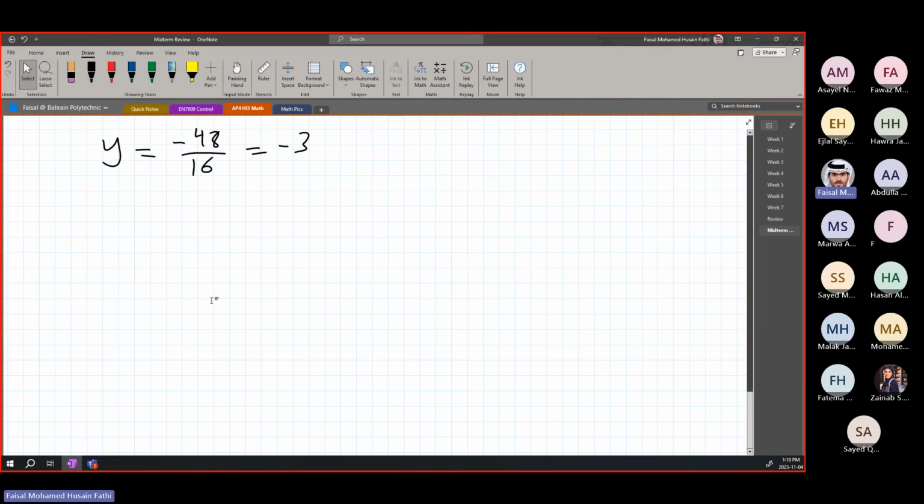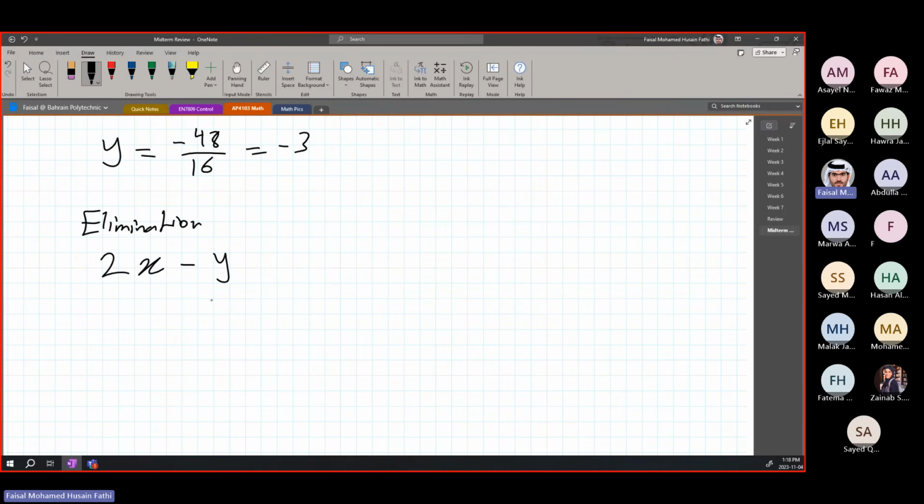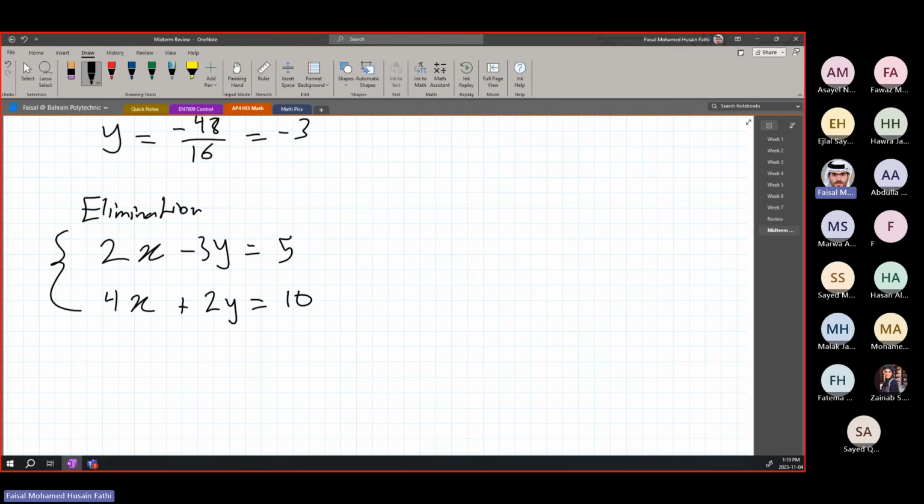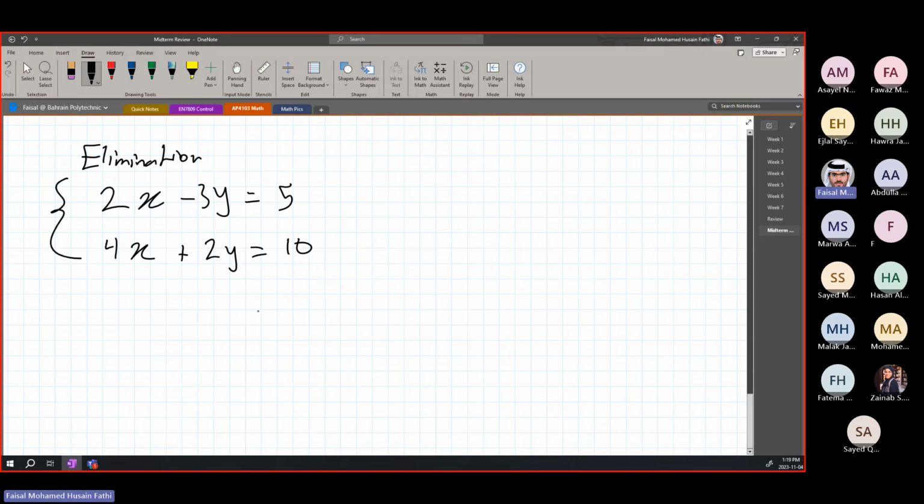Yeah, okay, good question. For example, if we have, I'm just making up this equation for elimination, 2x minus 3y is equal to 5, and we have 4x plus, I don't know, 2y is equal to 10, for example. Then let's say we have this equation. Since we don't have any coefficient by itself, let's say we want to cancel x's.